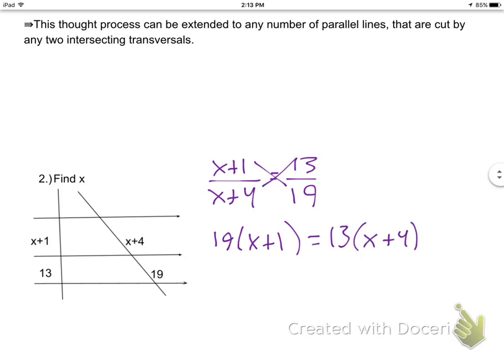So I don't want you to erase your work. Keep going. Yes, if you have something that looks like this, then you're on the right path. Cross your corners, cross multiply. Then what should I do with the 19 and the 13? Distribute.